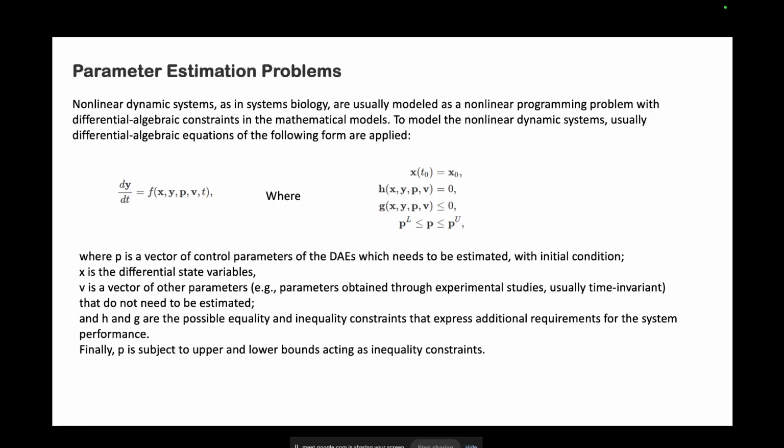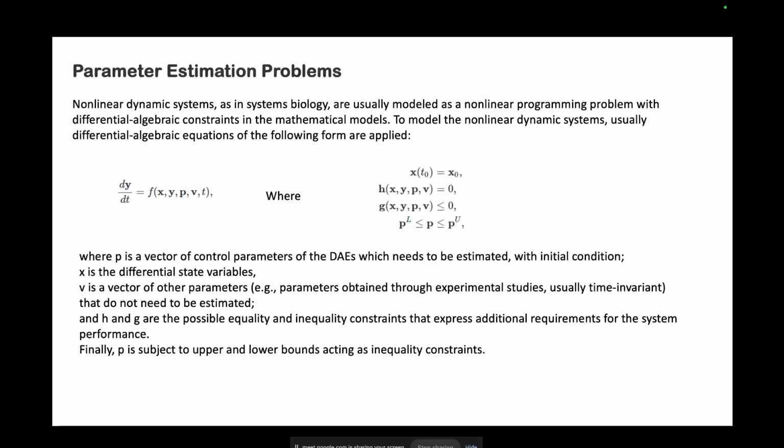Okay. So we talked about two very well-known techniques for parameter estimation. Now, there are a lot of other techniques, but the problem remains similar.